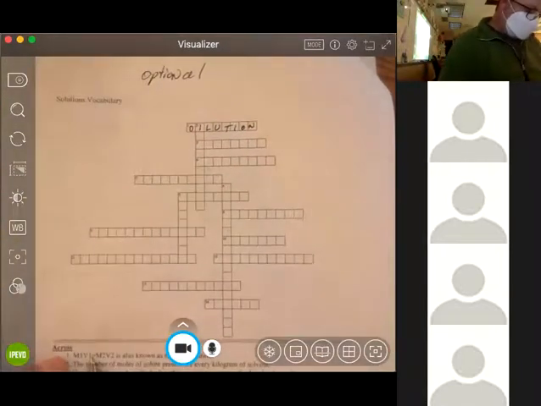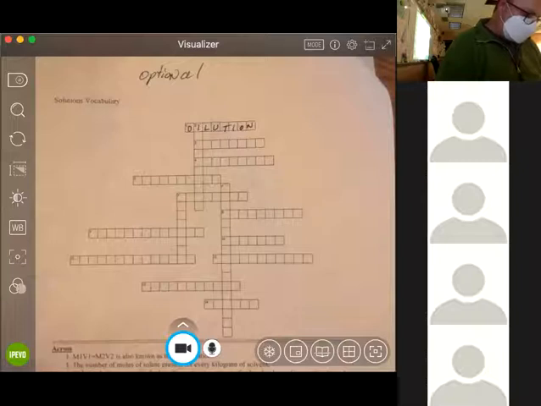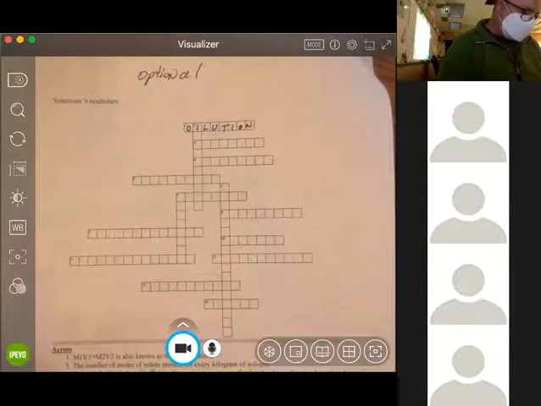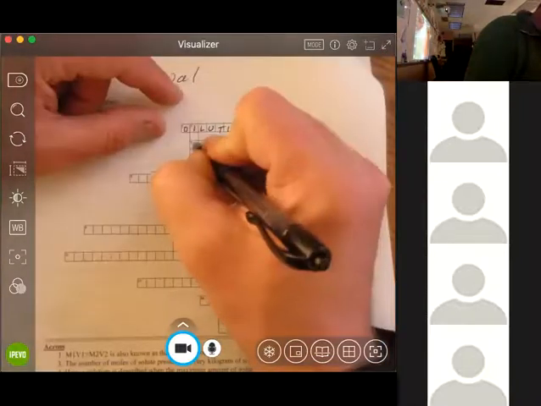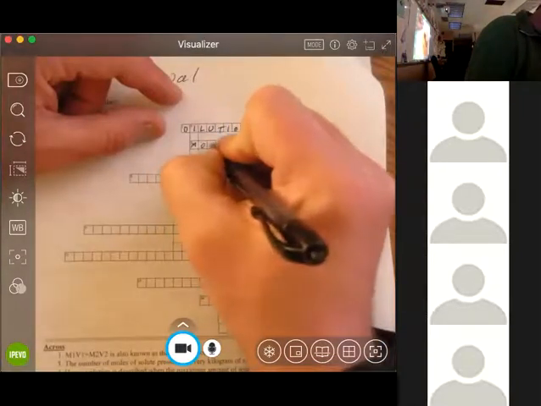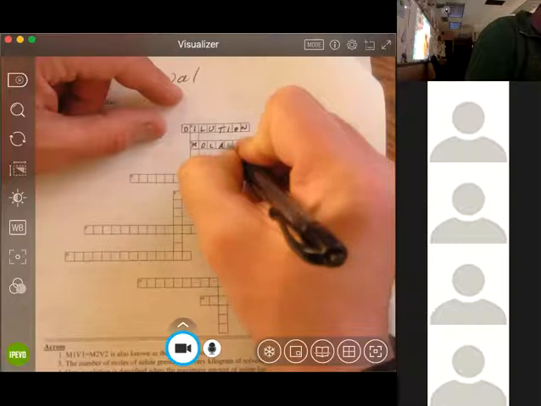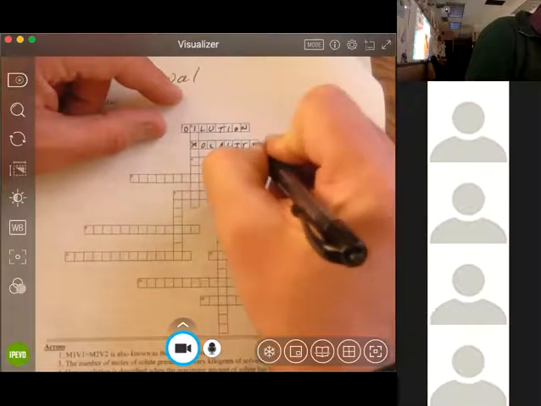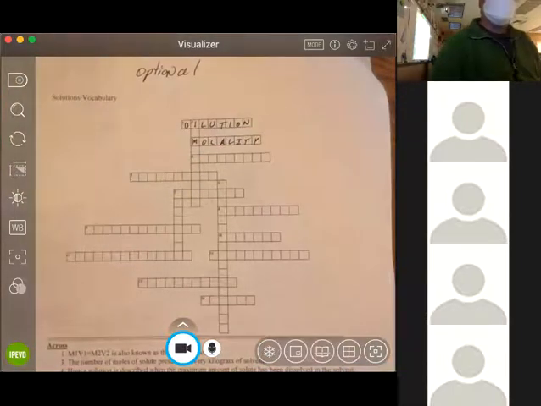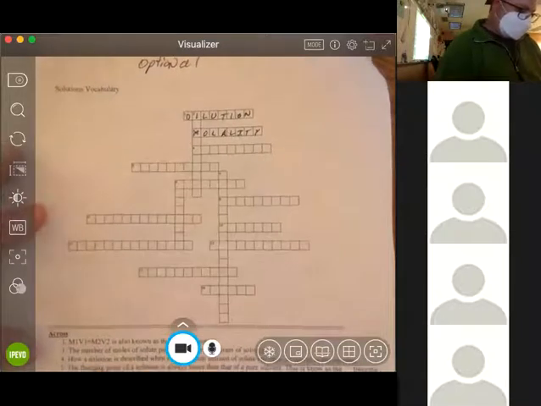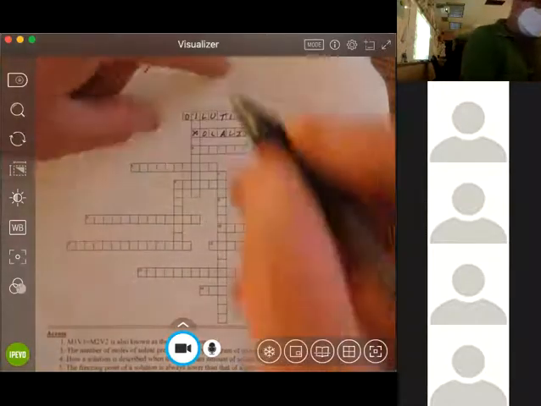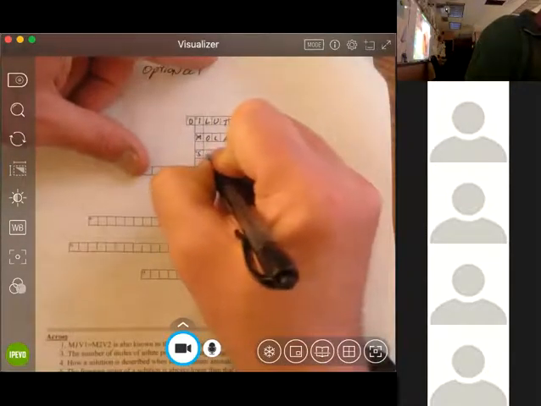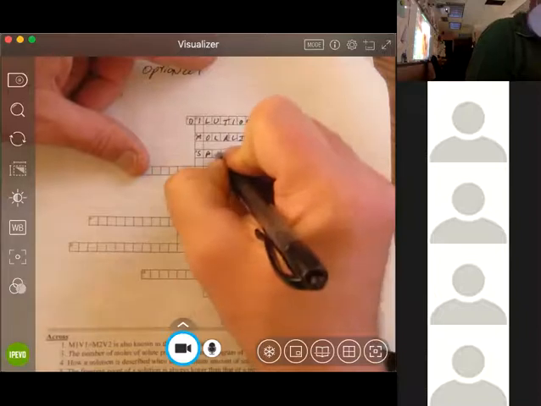formula. 3 across, the number of moles of solute present for every kilogram of solvent. Since it's moles per kilogram, that is the molality. Number 4 across, how a solution is described when the maximum amount of solute has been dissolved. That is a saturated solution.